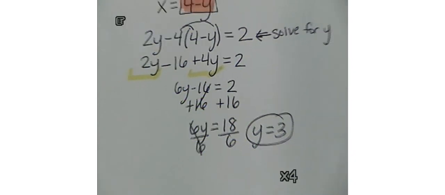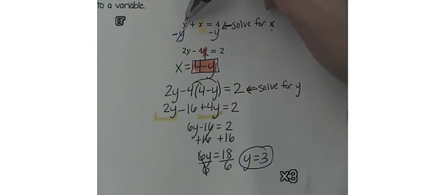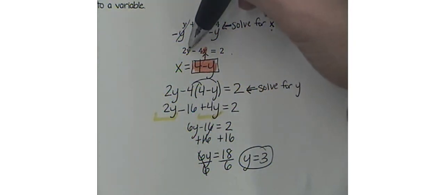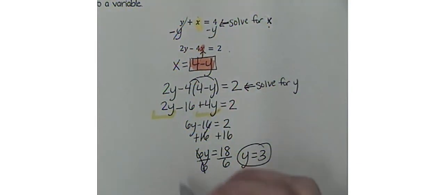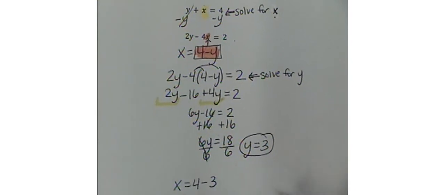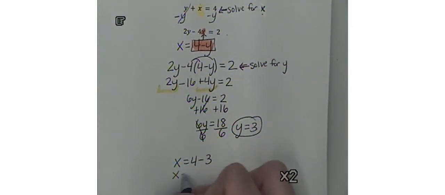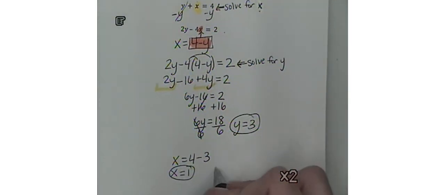Now, reminder, you can take y equals 3 and plug it in wherever you want. Y equals 3 could go here, and you could solve for x. Does not matter. I'm going to choose this one highlighted in orange. So 4 minus y, so 4 minus 3. 4 minus 3 is 1. So my answer is 1, 3.